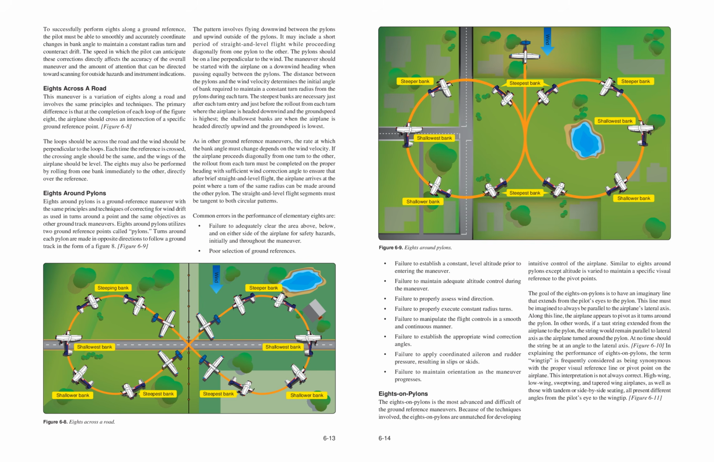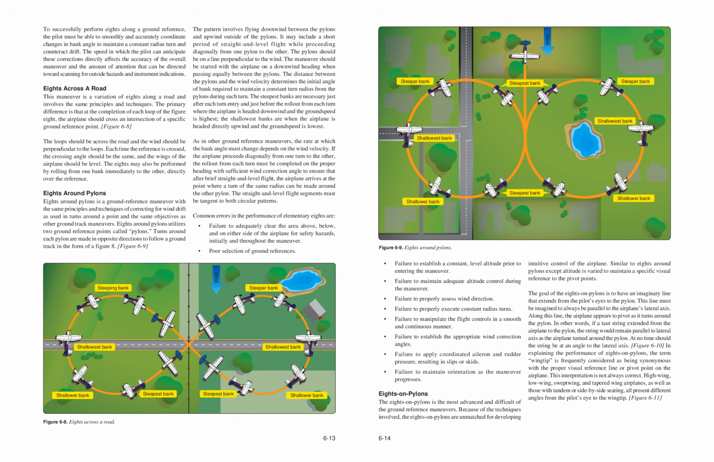The maneuver should be started with the airplane on a downwind heading when passing equally between the pylons. The distance between the pylons and the wind velocity determines the initial angle of bank required to maintain a constant turn radius from the pylons during each turn. The steepest banks are necessary just after each turn entry and just before the rollout from each turn where the airplane is headed downwind and the ground speed is highest. The shallowest banks are when the airplane is headed directly upwind and the ground speed is lowest.